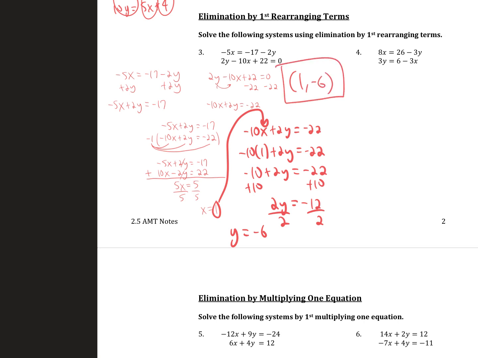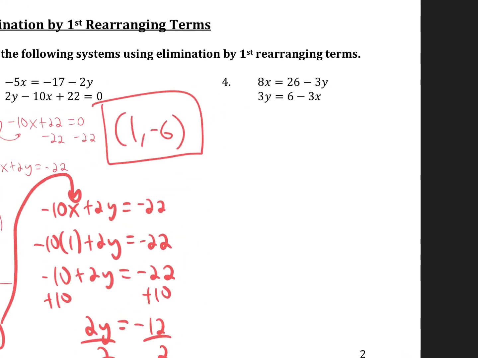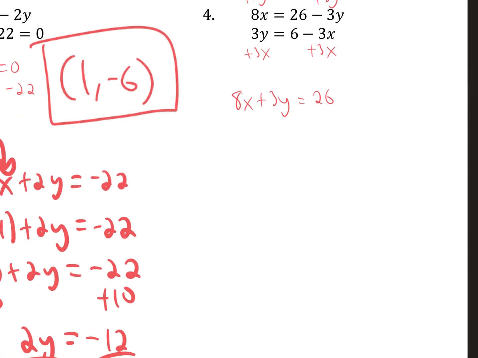Awesome. All right, why don't you guys go ahead and try number 4. If you need another example like this, go ahead and give it a try. All right, number 4, we need to get x and y on the same side here. So we can add 3y on top here. We can also add 3x down here. That's going to be a little bit easier one. So up top we have 8x plus 3y equals 26. And down here we have 3x plus 3y equals 6.